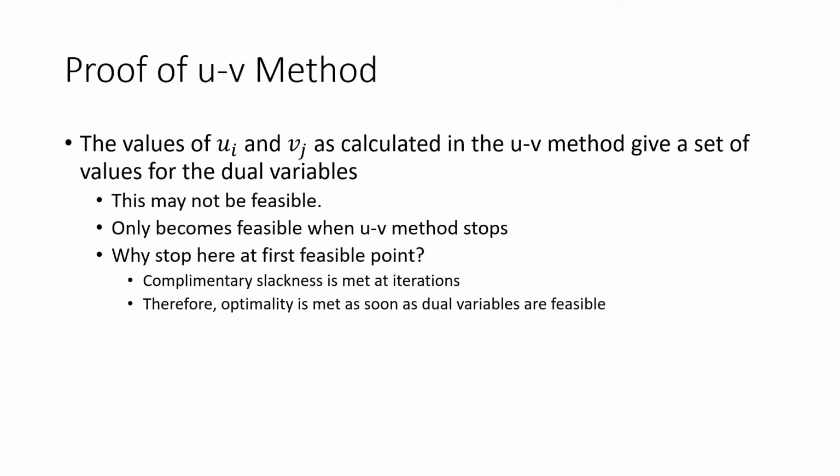So really, when you are using the UV method, what you are doing is taking a basic feasible point for your original problem, and using it to calculate a solution for your dual, or a point for your dual. This is using both the primal and the dual together to give you an efficient method of solving a linear program.